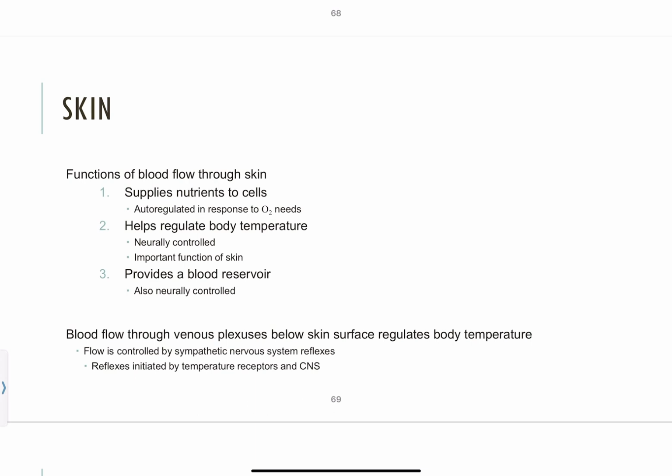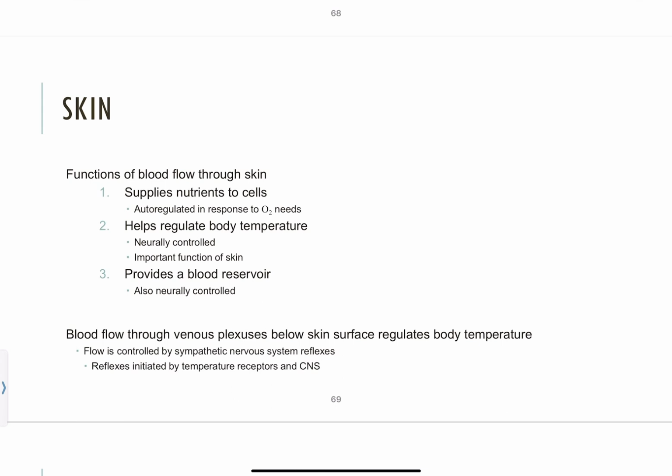Okay, blood flow through the skin does more than just supply nutrients. It really also plays a big role in body temperature regulation, which you learned about in A&P1, and it's also going to serve as a blood reservoir. So these functions are going to be mostly controlled by sympathetic reflexes that are going to be triggered by different temperature receptors that we have, along with our central nervous system.